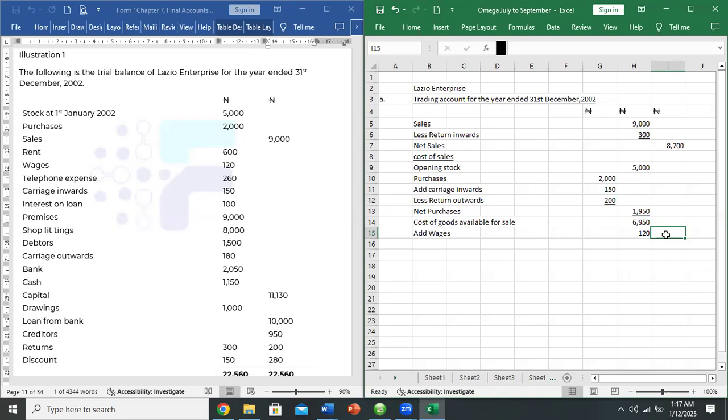Okay, maybe her calculator is not working. Okay, I think it will be 7,070. So we now compare that to our net sales. And since the sales is more than the cost of sales, we are going to get a gross profit. So let's see how much gross profit we'll get. So we'll get 1,630 gross profit. And that is your trading account.